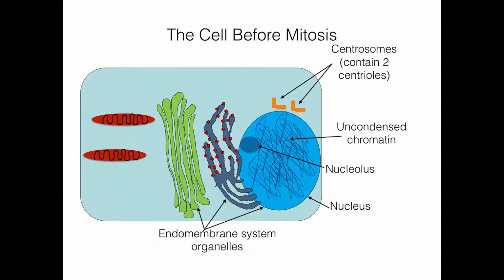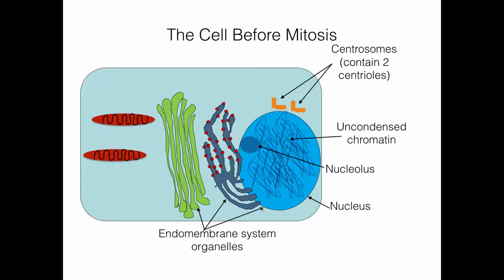So this is a cell, right? This is a cell before mitosis. It has some important cellular features. We've got a nucleus. That nucleus contains uncondensed chromatin. So this is chromatin, DNA plus protein, that's unwound so that it's accessible. And in this state, you can't actually see individual chromosomes with a microscope. It's basically all unpacked and spread all over the place.